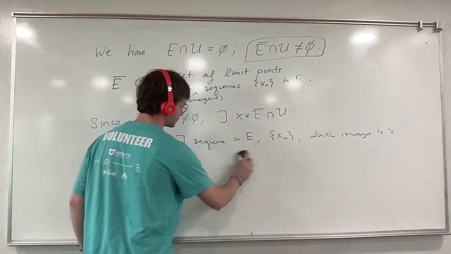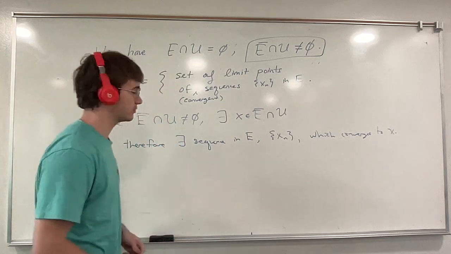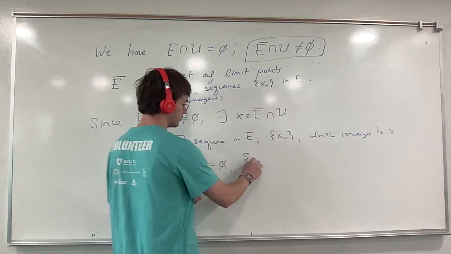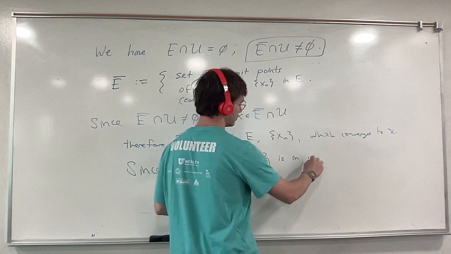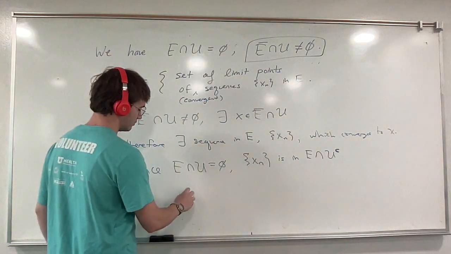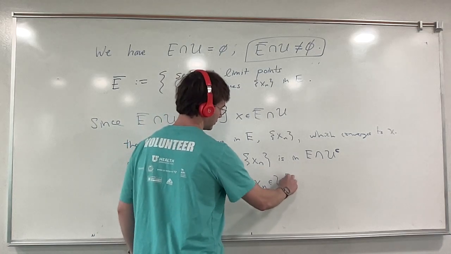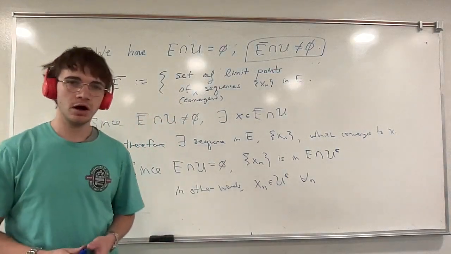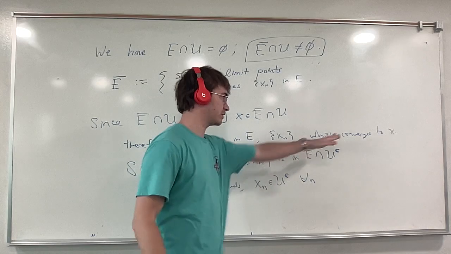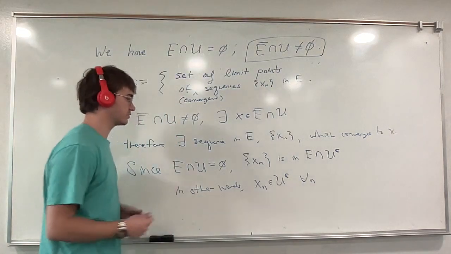All right, so we're almost done. The sequence in E is also in U complement because E intersect U is empty. That's the key step. Since E intersect U is empty, this sequence xn is in E intersect U complement. In other words, xn is going to be in U complement for all n. But U complement is a closed set because U is open. So this sequence xn, which converges to a limit point x, lies in a closed set, so its limit point needs to stay in the closed set, U complement. So this is a contradiction, okay?